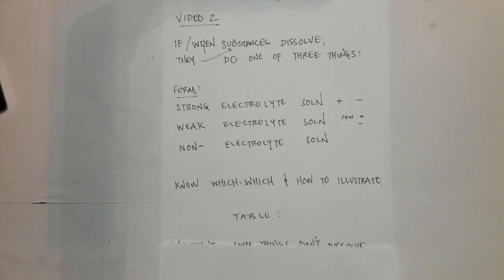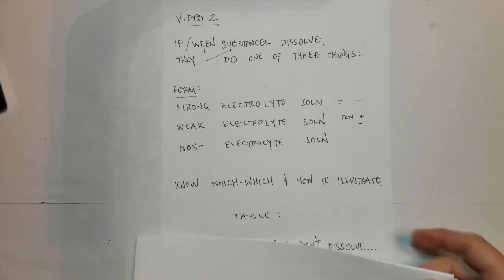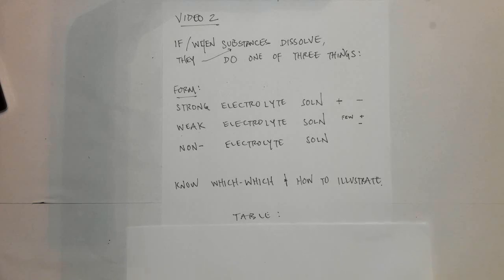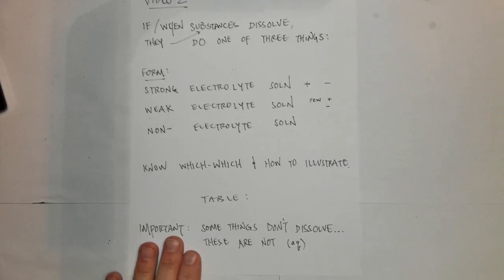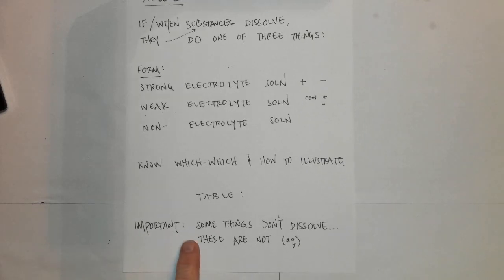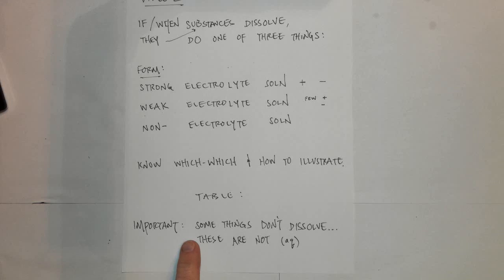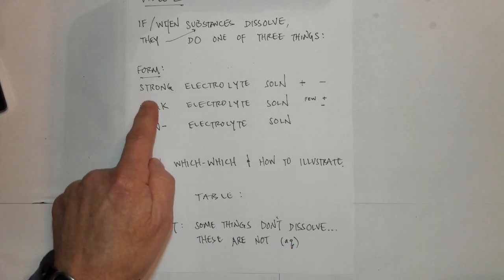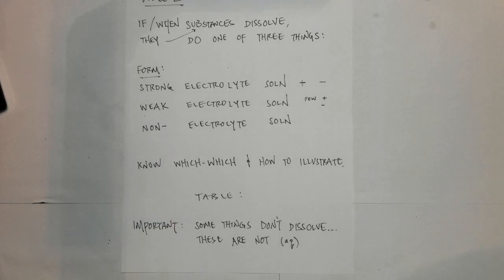So, we're going to make a table on the next page, and you need an entire page for this, and you're going to have to turn your page this direction, called landscape. But it's important to know one thing first. It's important to know that some things don't dissolve, and things that don't dissolve are not aqueous, and therefore they cannot form any of these things.